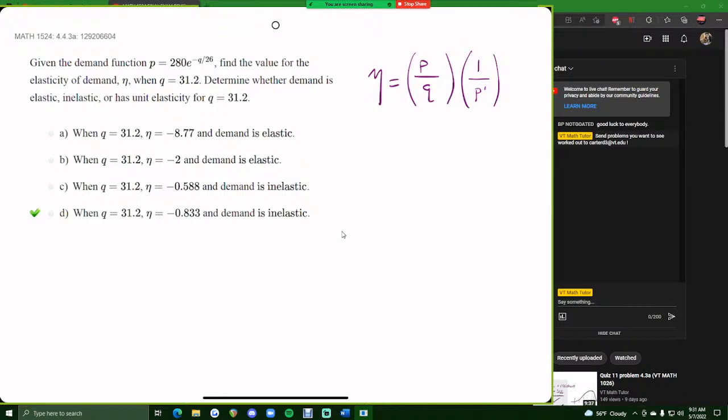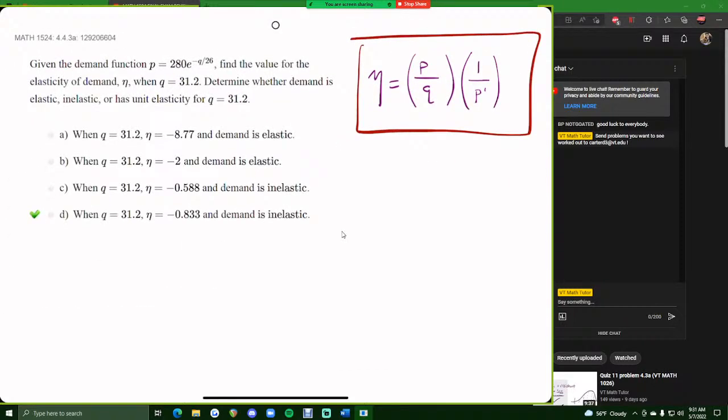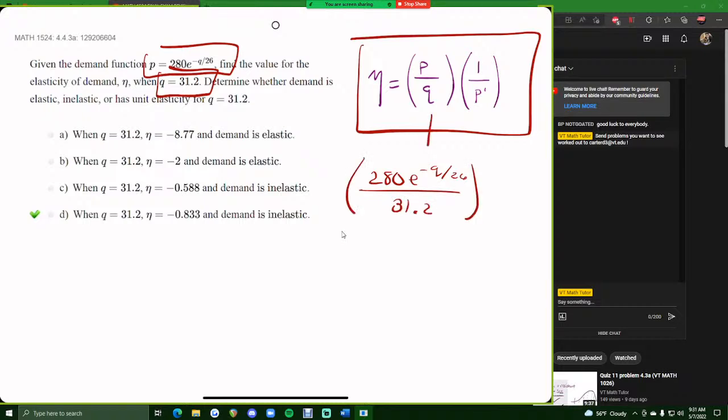In this problem, the long way of going about this problem, or an important equation to include here, is this elasticity formula that says elasticity is equal to P over Q times 1 over P prime, the derivative of P. We could use that in this case: this is P, this is Q, so we'd have 280e to the negative Q over 26 divided by 31.2, and then we'd need 1 over P prime, which would be the derivative of P.